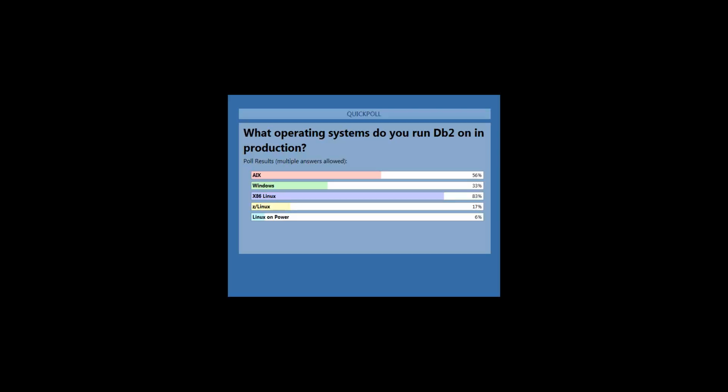What a surprise. This doesn't happen often. For the longest time, throughout the 10-year history of the DB2Night shows, AIX was always the winner. But look at this, 83% on x86 Linux and only 56% on AIX. Wow, 33% Windows, 17% Z Linux. That's a great platform. 6% Linux on Power. So x86 Linux has surpassed AIX with today's audience.